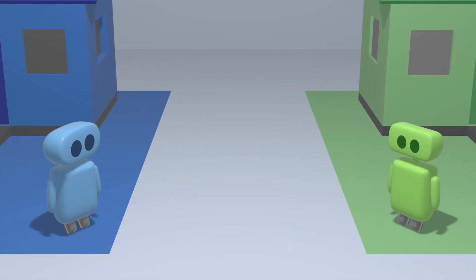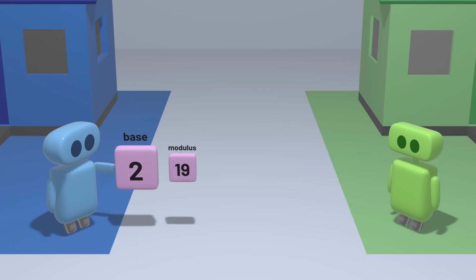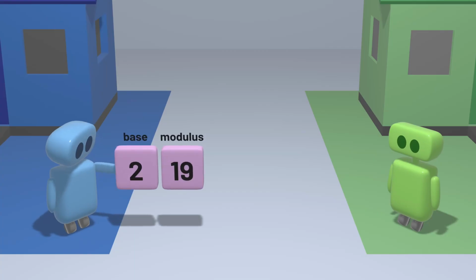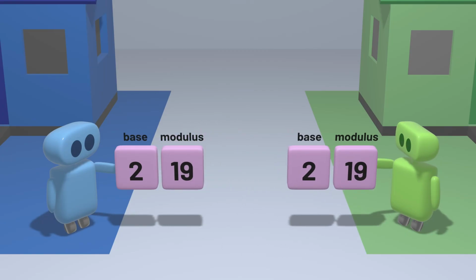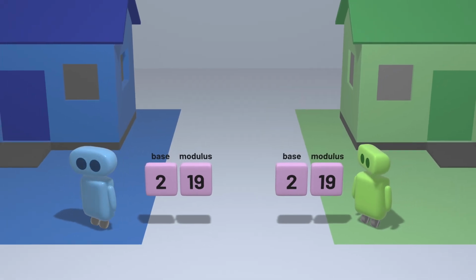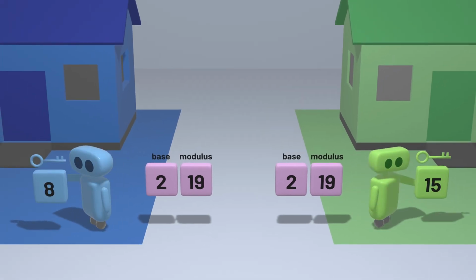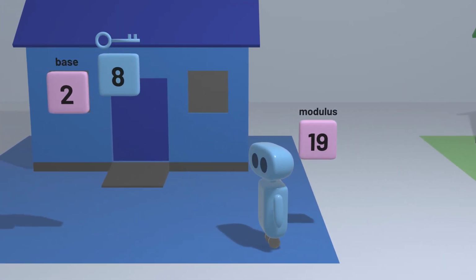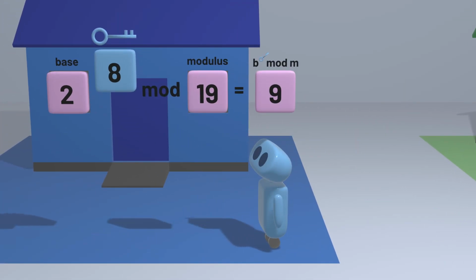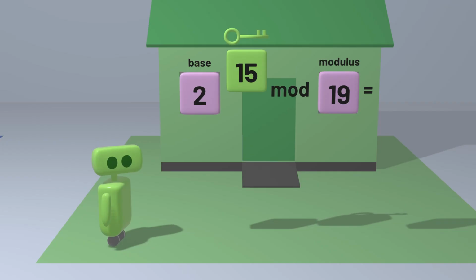First, you and your friend agree on a base number and a modulus. In this case, the base is 2, and the modulus is 19. It's fine to share these publicly, they're not meant to be secret. Then, you and your friend each choose a secret number that you don't share with anyone. You take the base to the power of your secret number, modulo 19. Your friend takes the same base to the power of their secret number, over the same modulus 19.